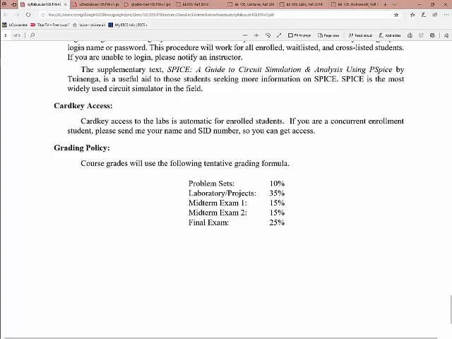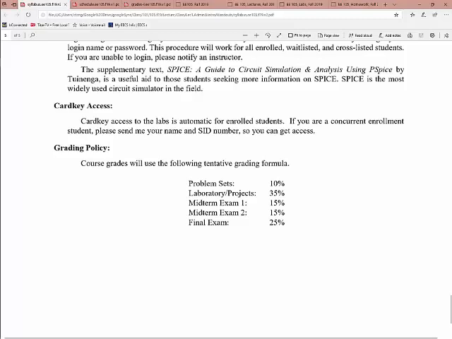Lab projects, so there's the lab. So the lab and projects together, that 1,000 points, in respect to the whole class, that's worth 35%. That's the biggest percentage in the class. So pay attention to those labs. The midterms, 15% each, so 30% total for the midterms. The final exam, you can see 25%.